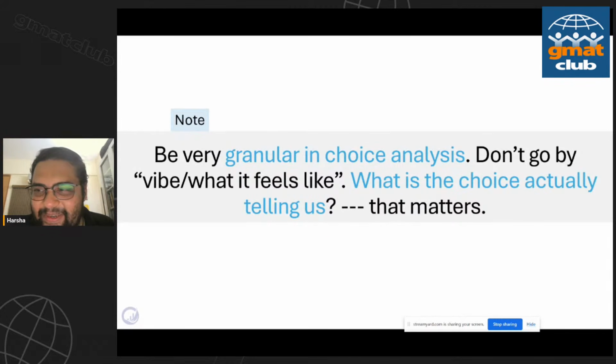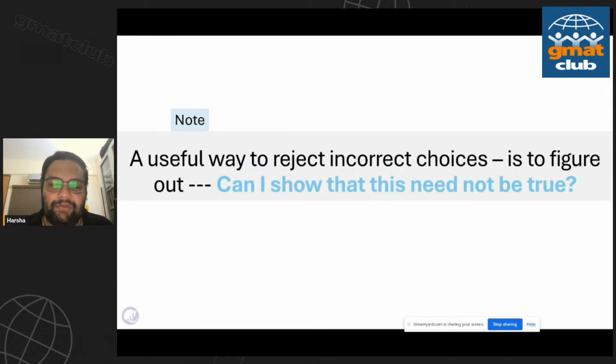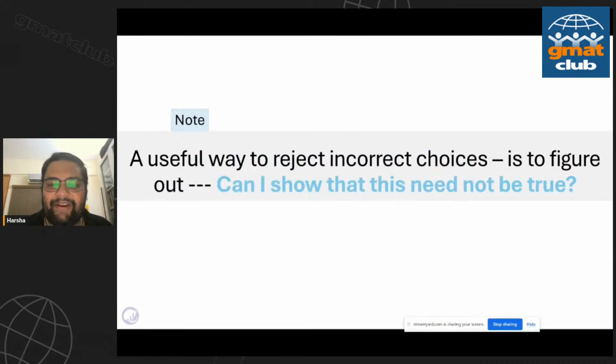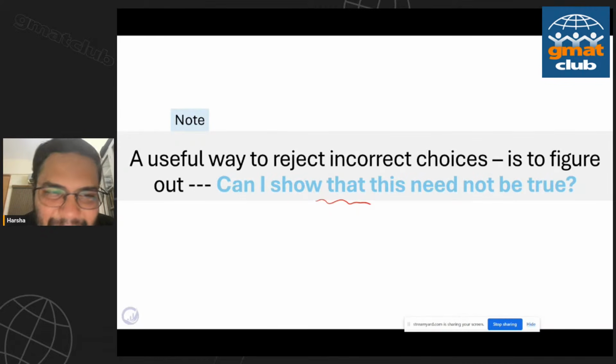This idea of, oh, this doesn't feel like the right answer is perhaps a way to go wrong very quickly in these questions. And one of the things that you perhaps observed me do is one of the ways to reject incorrect choices, at least, is can I show that this need not be true? For instance, I'm considering the scenario: what if I could just take a blood test? That way, even if the symptom is not visible, I test the blood, I might figure out that the chicken is infected. This is me trying to figure out, hey, does it really have to be true? Can I show that it's not true? Because I can show that it's reasonably not necessarily true. That's a way to reject the choice, right?